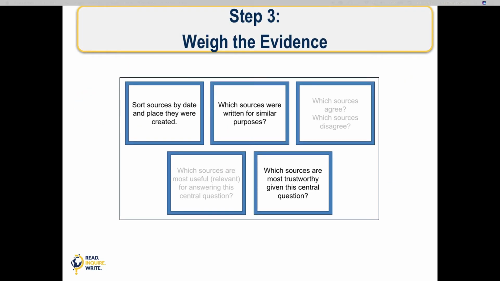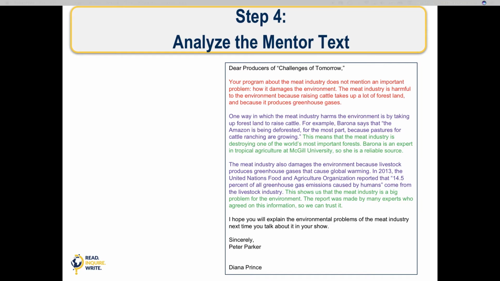In step 3, you will weigh the evidence presented in the sources about water inequality in Mexico City. You will begin by sorting the sources based on your understanding. Then, you will construct and discuss the arguments based on what you have learned from these sources. Then in step 4, you will read and analyze a mentor text similar to the type of interpretation you will write about water inequality in Mexico City.